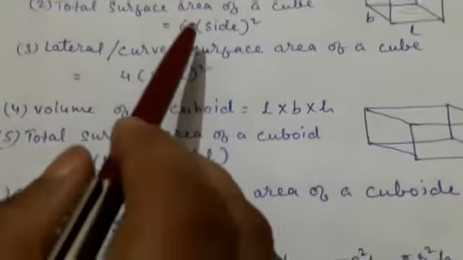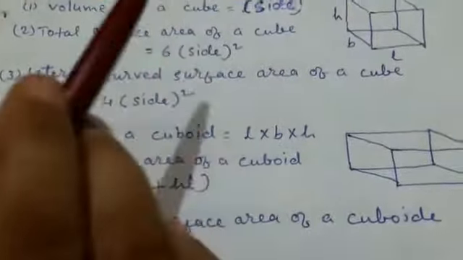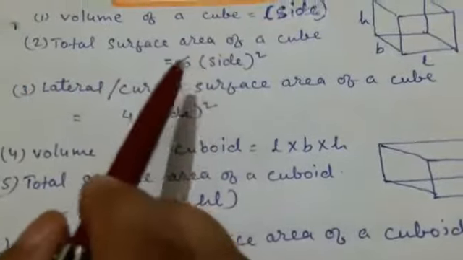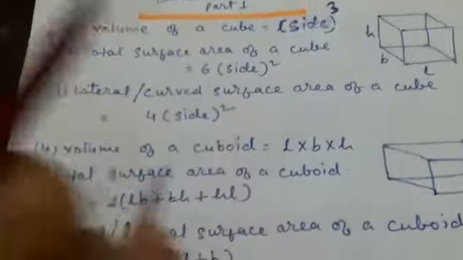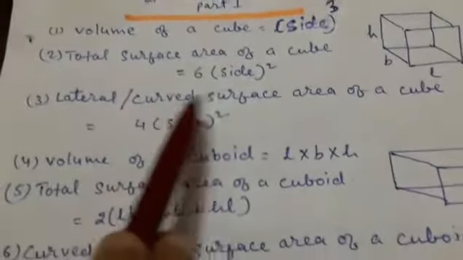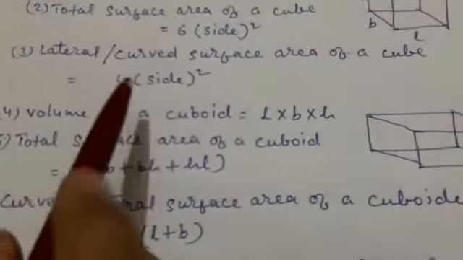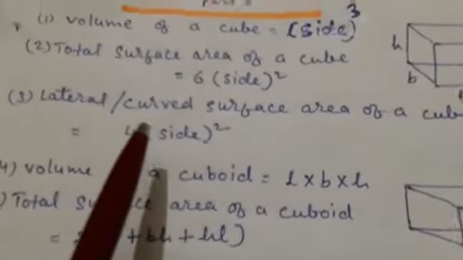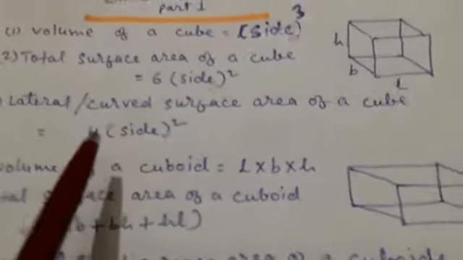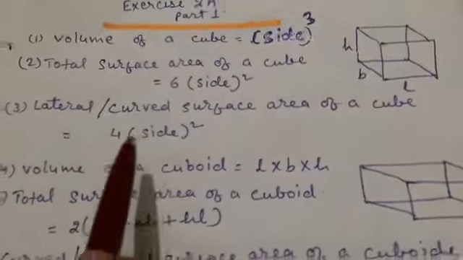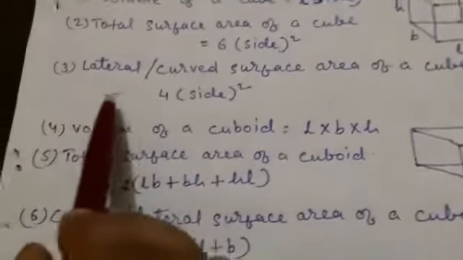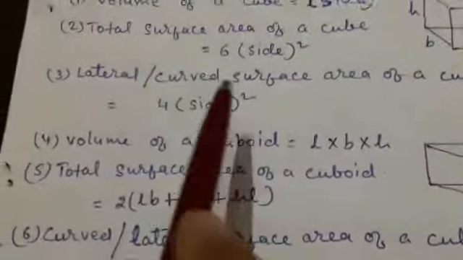Total surface area of a cube means area of all 6 sides, 6 surfaces, that is equal to 6 into side square. Lateral or curved surface area of a cube means area of only 4 walls except top and bottom. What will be the area? Let us see. Its formula is 4 into side square.